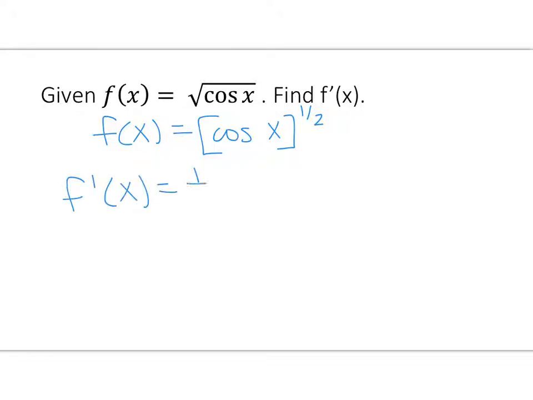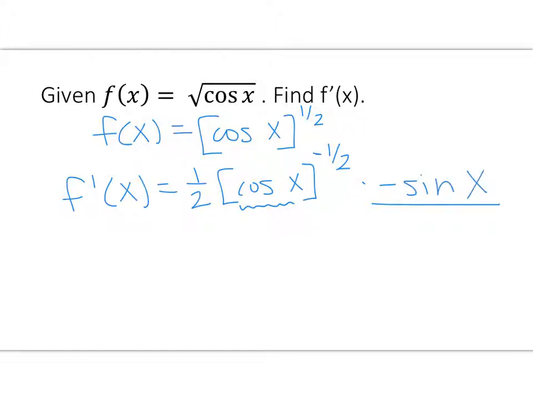So it's 1/2 times the cosine of x to the negative 1/2, because I subtract 1. But now I have to do this extra step. This is the chain rule, and I take the derivative of what was inside. So the derivative of cosine x is negative sine x. And now I can clean this up just a little bit. So I have negative sine of x all over 2 square root cosine x.